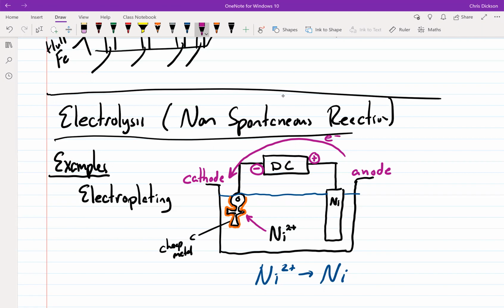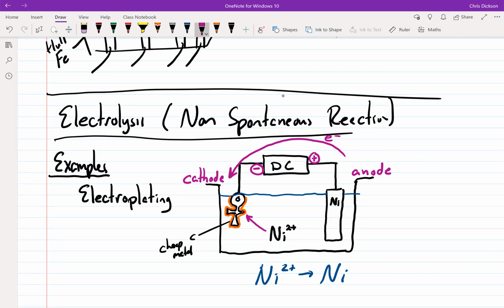Okay. And now what would happen is electrons would flow into the jewelry, the cheap piece of metal, and they would be willing to give those electrons to anything around it, which would be the nickel ions, and the nickel would plate onto there. And then once I get enough plating on there, I could take that piece of jewelry out and put another piece of jewelry in. But what's going to be happening at the anode, do you think?